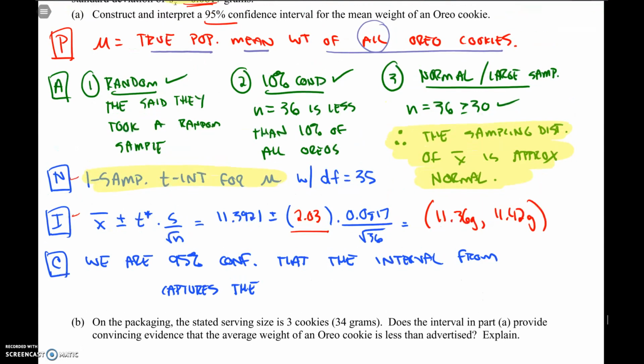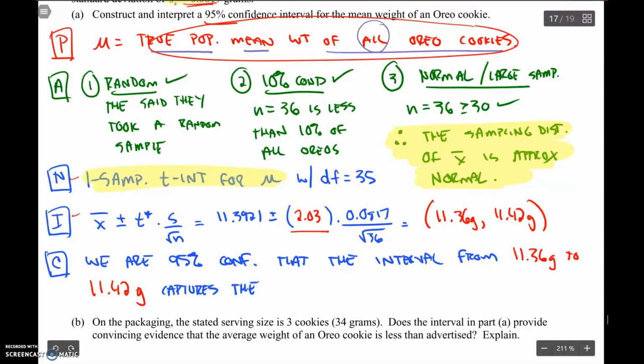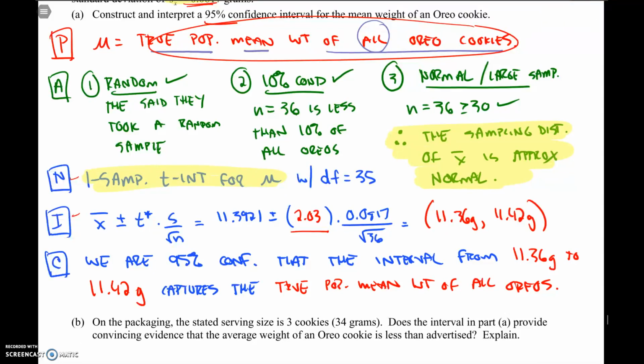We are 95% confident that the interval from 11.36 grams to 11.42 grams captures the true population mean weight of all Oreos. I don't know, is it double stuff? Is it regular? Is it the orange kind or the green kind? I don't know. Who knows? Okay, that's it.